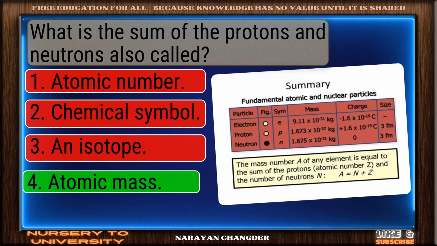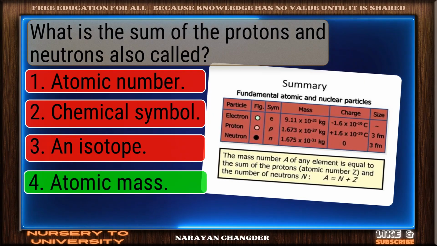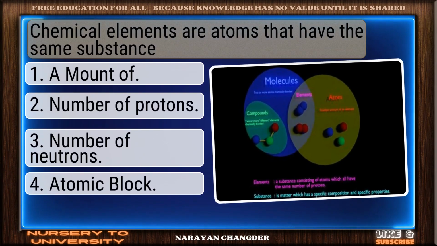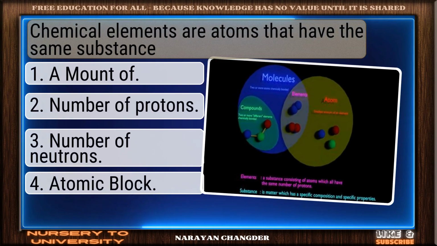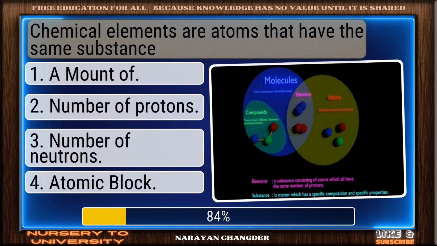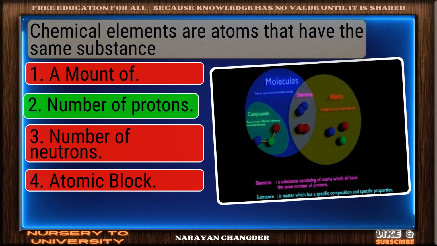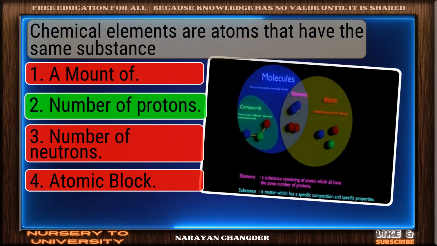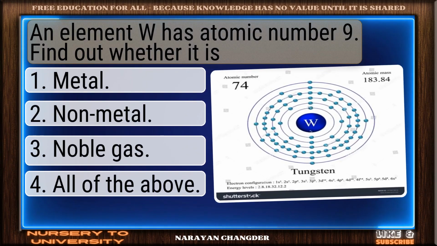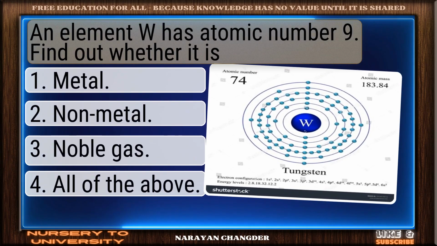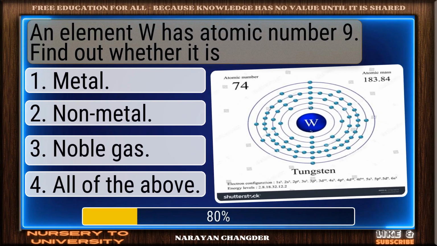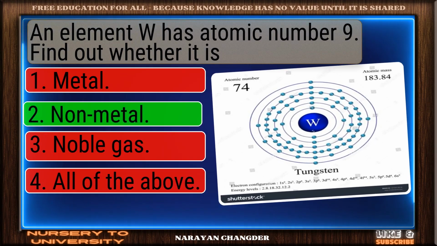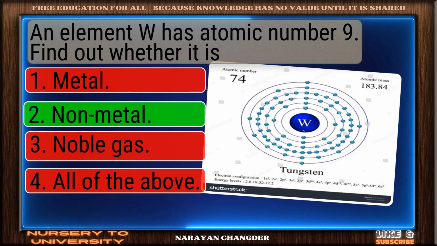Well done. Atomic mass is the right choice. Chemical elements are atoms that have the same substance. Valid point. Number of protons is true. An element W has atomic number 9. Find out whether it is. You're right. Non-metal is the correct answer.